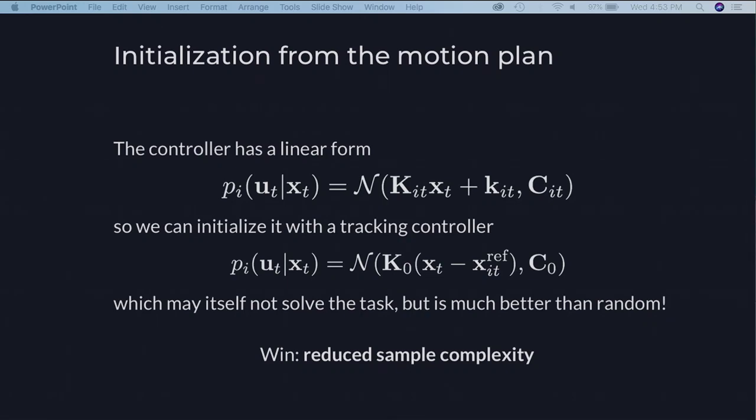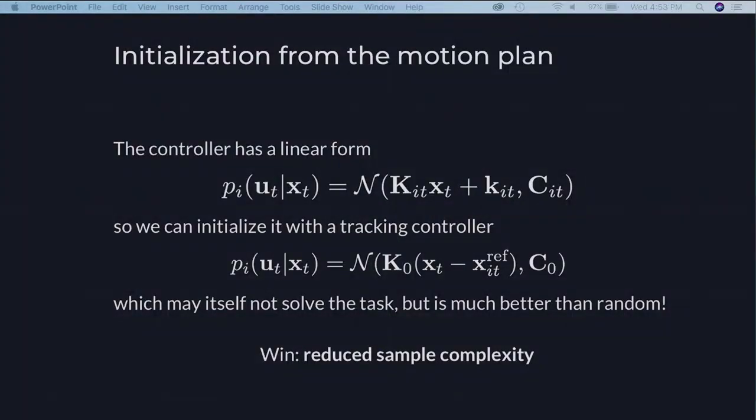Now, a lot of the details about this are not particularly important for our purposes, but there is one that is. Because of this linear form of the controller, we can initialize it with a tracking controller of this form. So we pick these matrices K0 and C0, and now we have this tracking controller, which is not good enough to solve the task, probably. If it were, we wouldn't need to learn anything, but it is much better than a completely random initialization, which is what you would have to do if you didn't have any prior knowledge of the task. And this leads to a reduction in sample complexity, which, if you recall, is one of the issues that plagued our algorithms as described earlier.